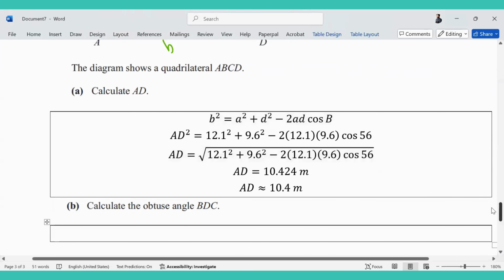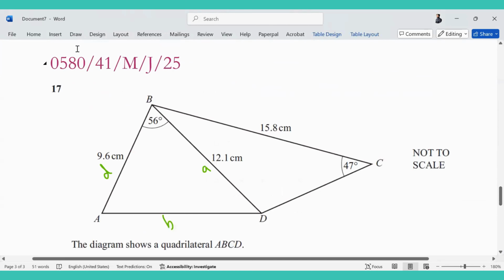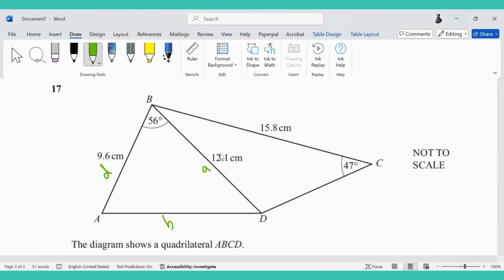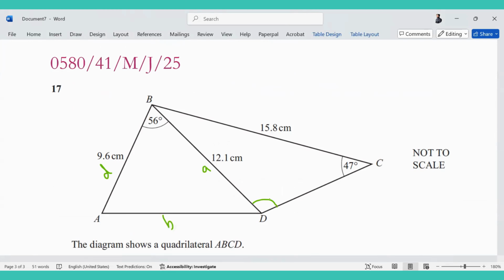Now, if the question needs obtuse angle BDC, that means angle D is what I'm looking for. If I wanted to use the cosine rule to find an angle, I must have all the three sides. Remember, I'm focusing on triangle BCD. I do not have all three sides of this triangle, and I need an angle. So I'll be going for sine rule.